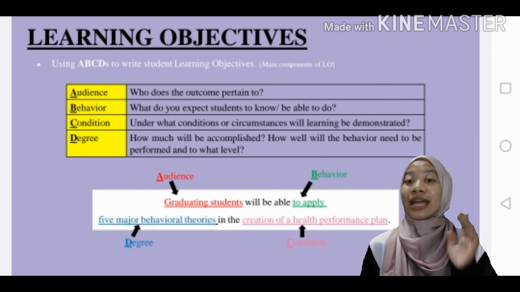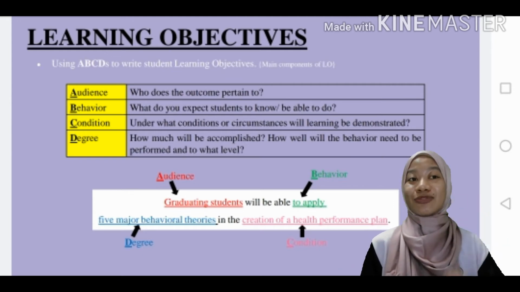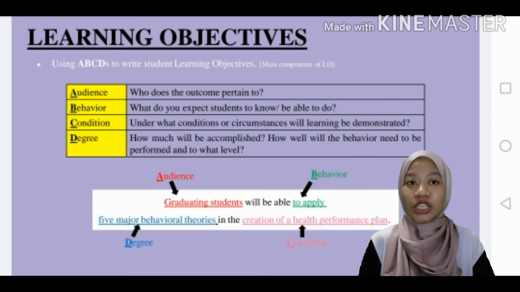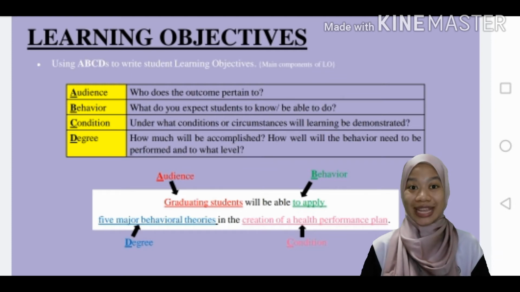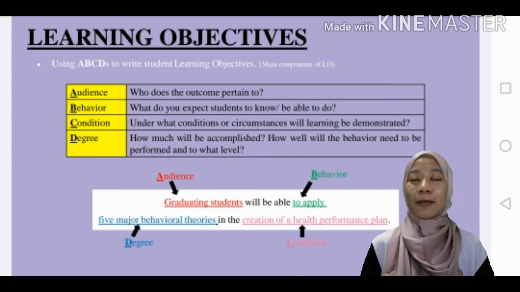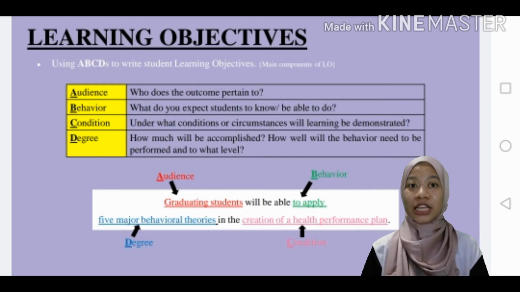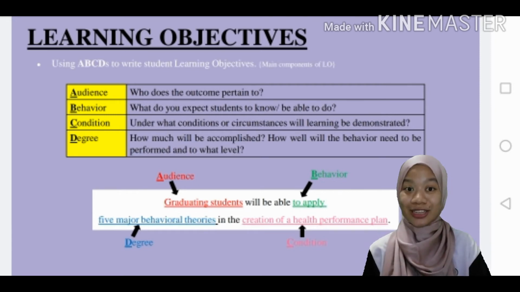Okay, so the next one is C, which stands for condition. Under what condition or circumstance will learning be demonstrated? And the last one is D, which stands for degree. How much will be accomplished? How well will the behavior need to be performed and to what level?